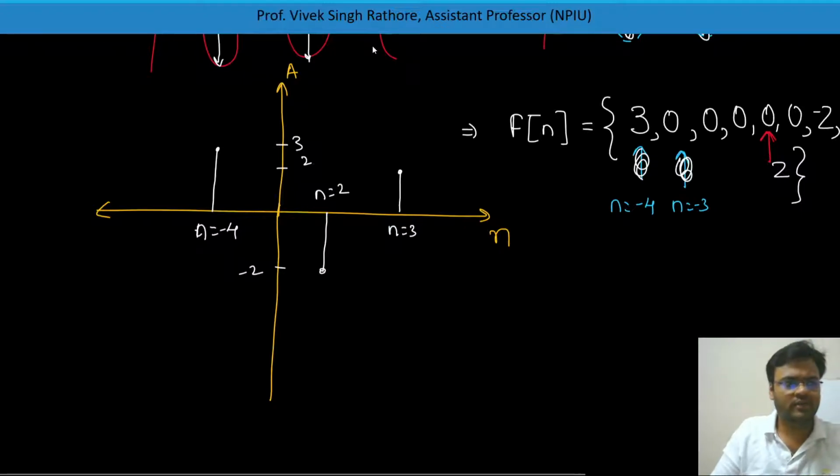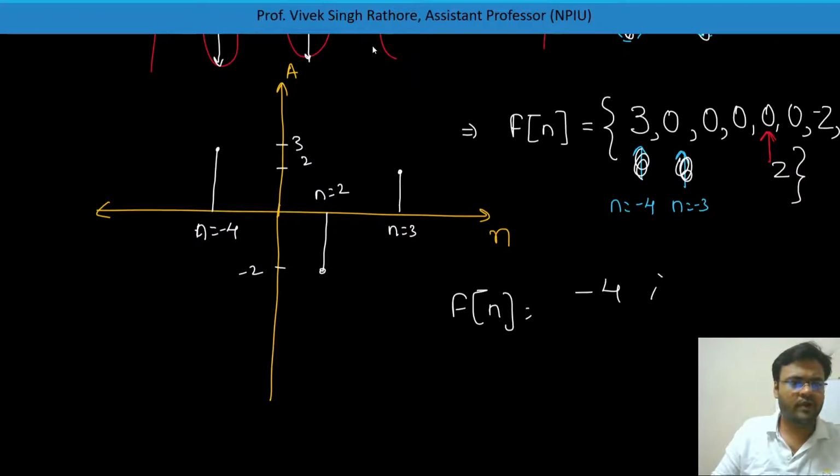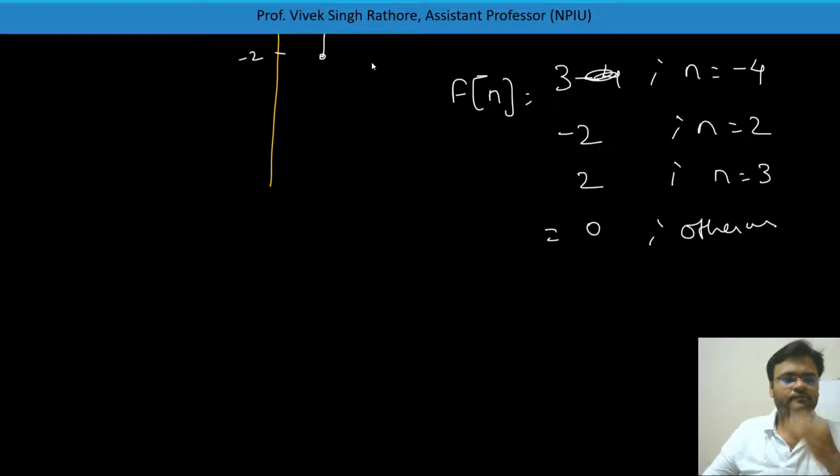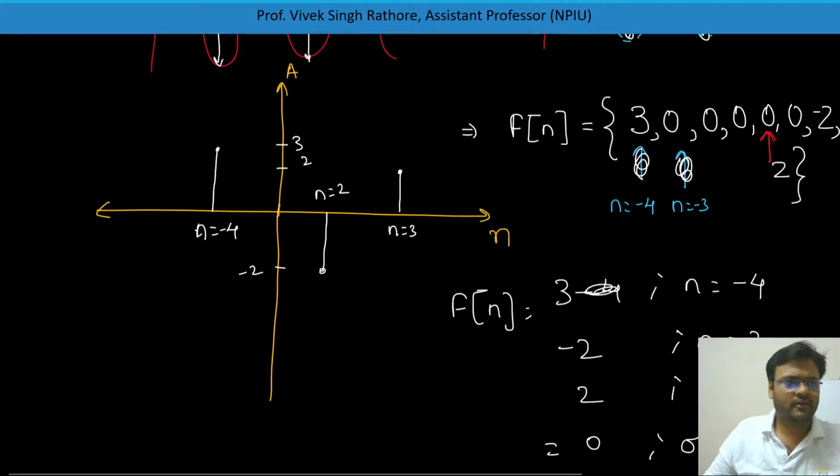We can also write it like this: f[n] is equal to 3 for n is equal to -4, -2 for n is equal to 2, 2 for n is equal to 3, and 0 otherwise. Like this also you can write it down, no problem. So now you understood how to write a discrete time signal as a mathematical expression.